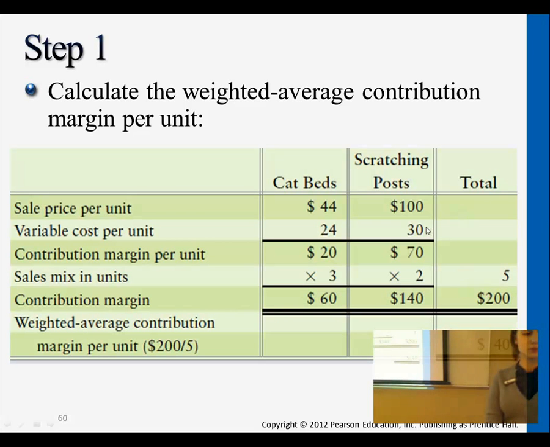Now what am I going to do? I'm going to go back to sales mix in units and I will sum up those units that were for cat beds and the scratching posts that were identified there, right? So I'll take a 3 and I'll add a 2. So to calculate my weighted average contribution margin per unit, I'll take my total contribution margin of 200, and I'll divide it by sales mix in units. And that would be your weighted average contribution margin per unit, or $40 here.